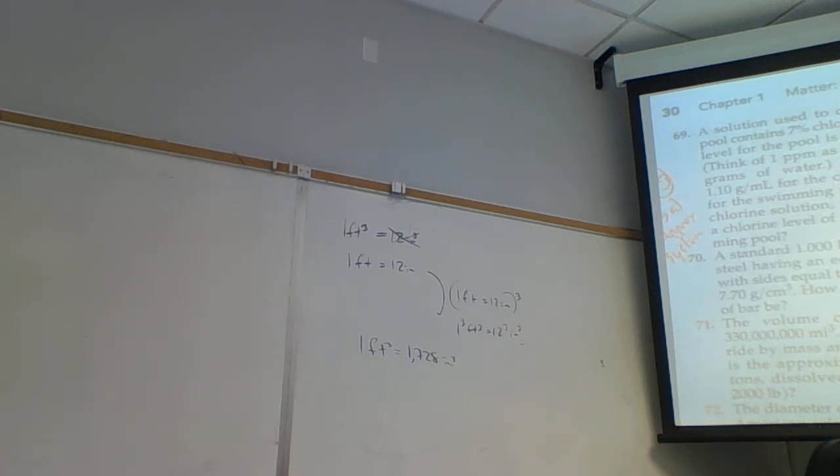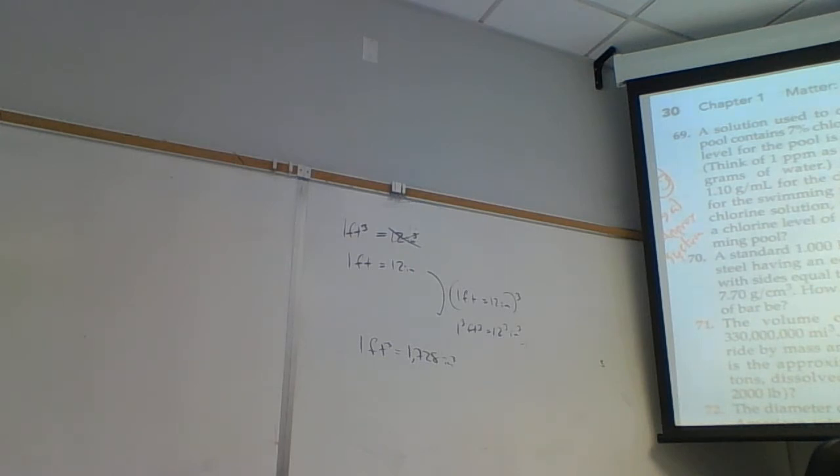Now, is that Cl2 or Cl? Normally when we think about chlorine, it's Cl2, but this chlorine could be in the form of bleach. Does bleach have Cl2 or just chlorine atoms in there? Bleach has chlorine atoms, it's hypochlorite. And so what we're going to just do is say 7 mass units of chlorine for every 100 mass units of chlorinating solution.